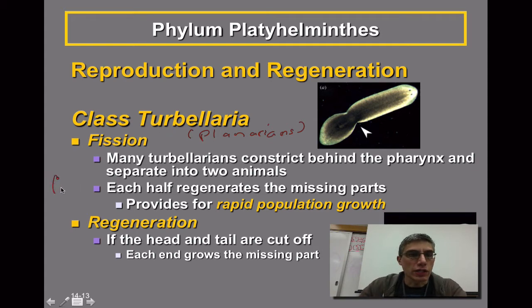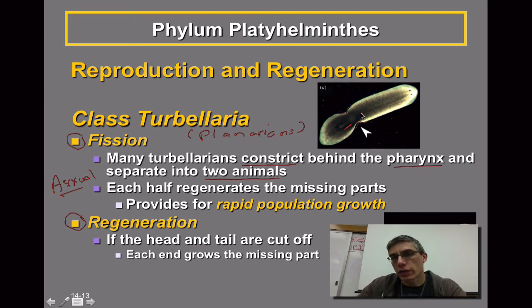Now when it comes down to asexual reproduction, they will reproduce asexually using either a fission type of reproduction or they can actually regenerate missing parts. Now when we talk about fission, we're simply talking about this animal constricting behind the pharynx and separating into two animals. Now when we look over here on the right hand side, you can see where this constriction is taking place, and as we had said, the constriction is going to happen right behind the pharynx, and you can just barely see the pharynx right here in this flatworm.